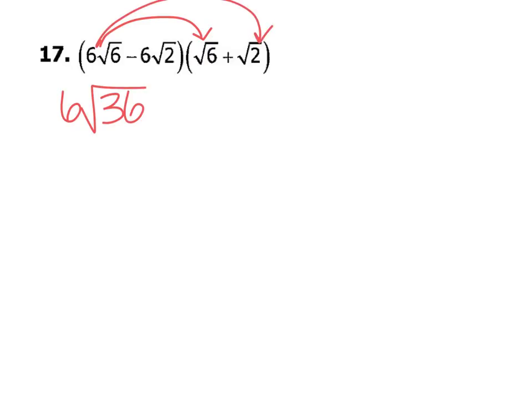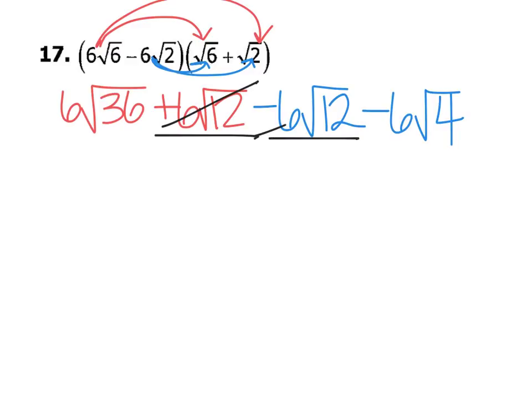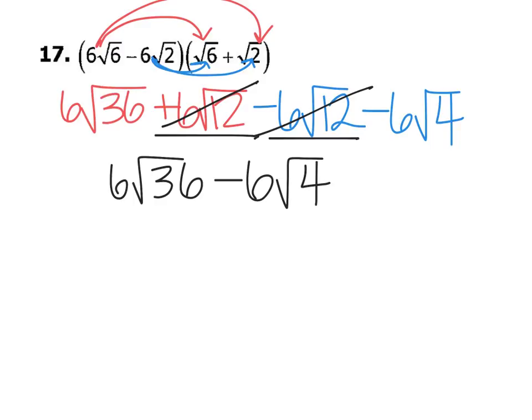6 rad 6 times rad 2 plus 6 times rad 12. Then negative 6 rad 2 times rad 6, so minus 6 rad 12. Then we multiply the last terms together, and we get negative 6 times rad 4. Then we see that positive 6 rad 12 minus 6 rad 12, these are going to cancel out. So we're left with 6 times the square root of 36 minus 6 times the square root of 4.